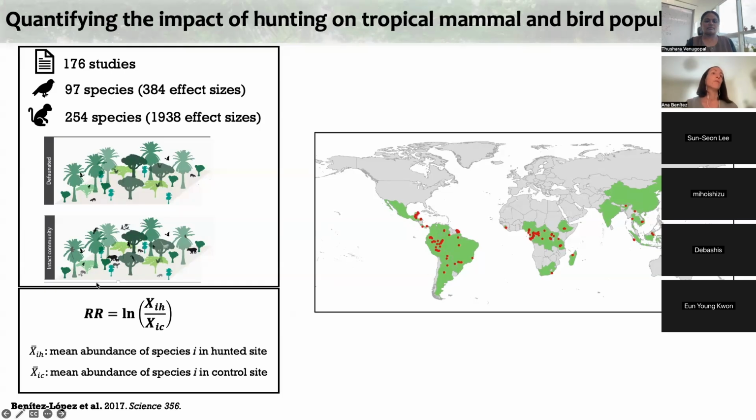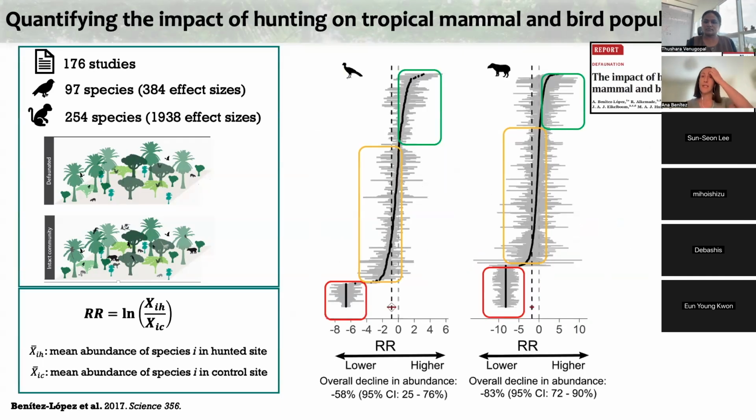When it's log transformed, that means that when it's 0, there's no change in abundance, and positive values indicate an increase, and negative values a decrease. So we did some meta-analytical magic, and then we have this distribution of effect sizes, of response ratios for each pairwise comparison between hunted and unhunted sites for each species across all locations that you saw in the previous map.